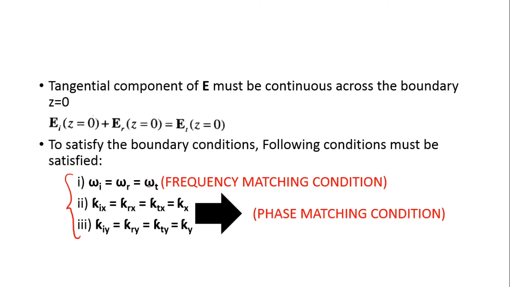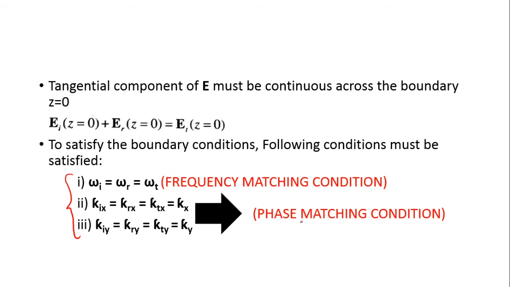The first condition is called the frequency matching condition, that is omega I is equal to omega R is equal to omega T. That is, the angular frequencies corresponding to the incident wave, reflected wave, and transmitted wave will all be exactly the same. So omega I is equal to omega R is equal to omega T. This is called the frequency matching condition.